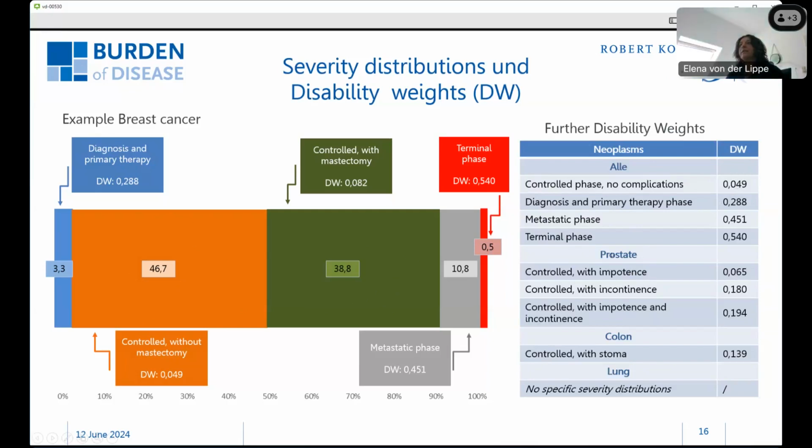However, for the prostate cancer, we also could differentiate in the controlled phase if there was impotence, incontinence, or both. So these people were assigned different disability weights, and accordingly the severity distributions have a little bit of other groups. For the colon cancer, we had in the controlled group also differentiation between having stoma or without. And for the lung cancer, we had only the four basic phases.